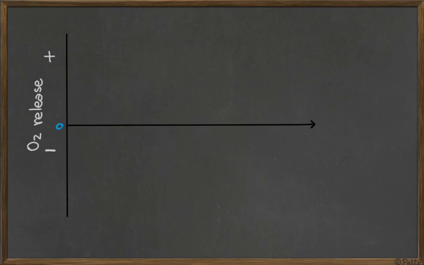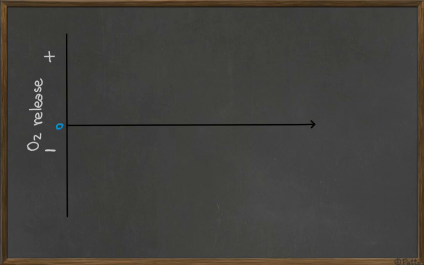So in this graph, what's being represented is that above the zero we have a positive oxygen release, which means we have more photosynthesis happening than cell respiration. So the plant ends up releasing more oxygen than it is consuming. Below the zero, you have a negative oxygen release, because at this point the plant is producing less oxygen than it's consuming by respiration.